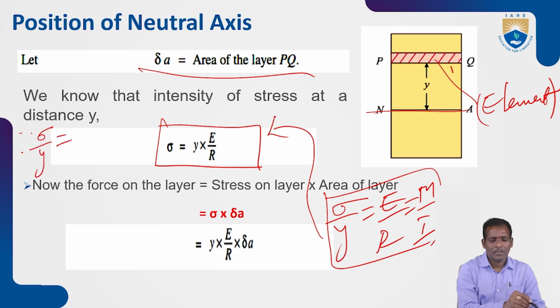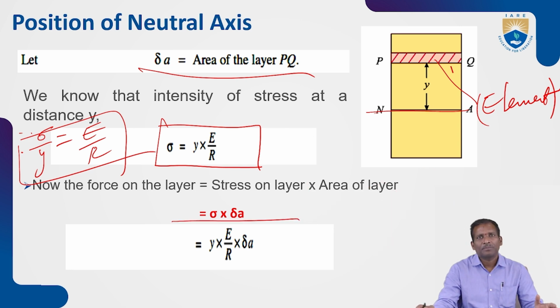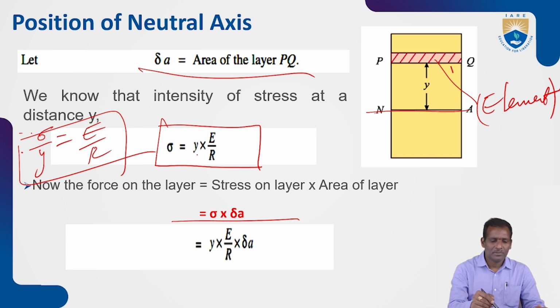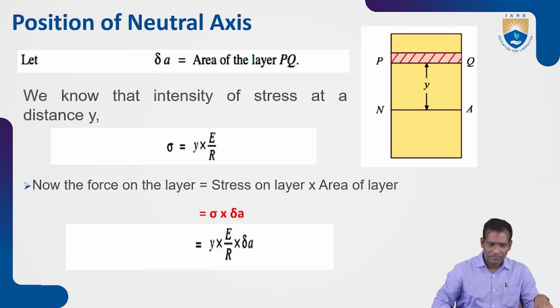Since sigma by y is equal to E by R, now the force on the layer is equal to stress on the layer multiplied with the area of the layer. So it is stress sigma multiplied with the area of the layer, delta A. We have already calculated the stress on the layer. So now write down the force on the layer: y multiplied with E by R multiplied with delta A.